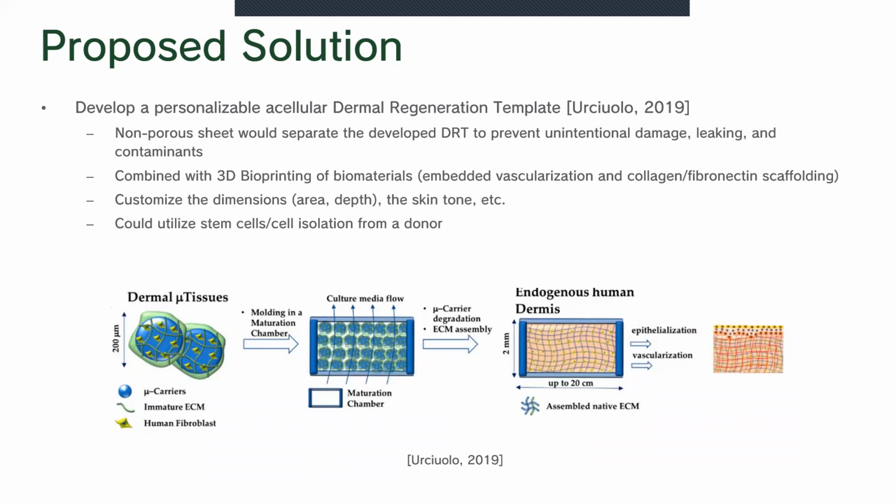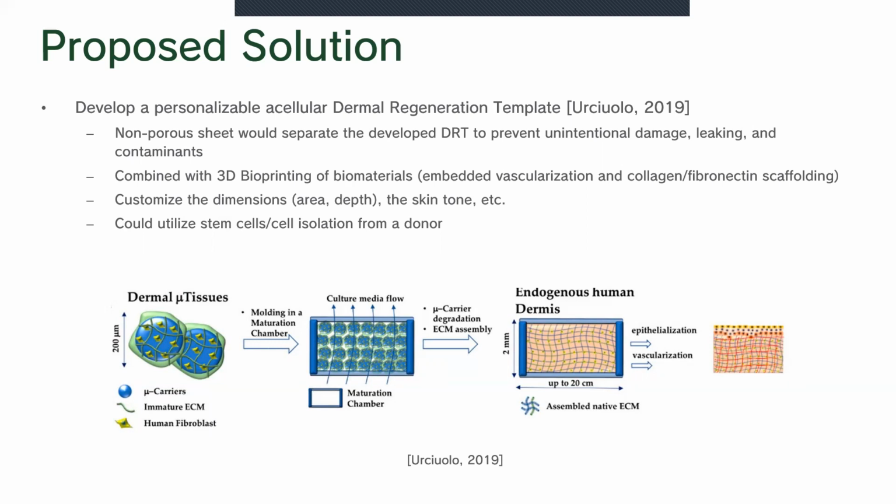We could use natural materials like collagen or fibronectin for the scaffolding, but we could also use polymer-based solutions if we want. Another nice thing is we could customize the dimensions of the skin itself. So this might be the area that we're actually addressing, or even personalizable things like the skin tone. This does matter for some individuals who want the final product to look similar to their real skin. Lastly, we could utilize stem cells or cell isolation from a donor, where we take the cells from the donor and actually generate our new skin cells from this.